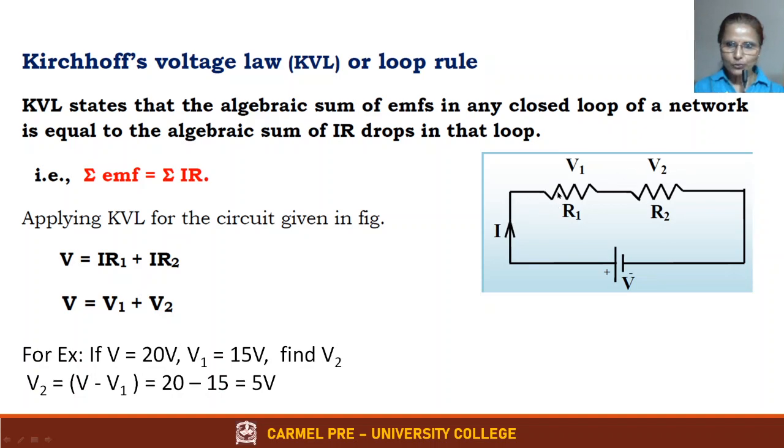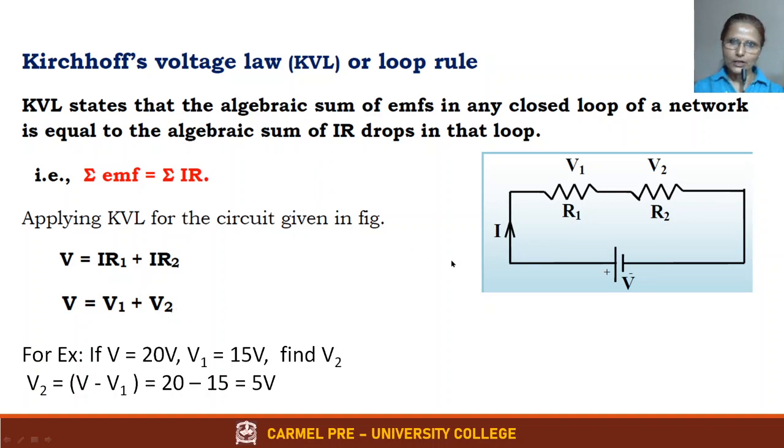What is the current flowing in this? I is flowing, IR1 is the drop, IR2 is the voltage drop. So IR1 plus IR2 is equal to V in our circuit. So sigma EMF is equal to sigma IR. Applying KVL to this, only one EMF is there. So V is equal to IR1 plus IR2. IR1 can be called V1, IR2 can be called V2. So V is equal to V1 plus V2.